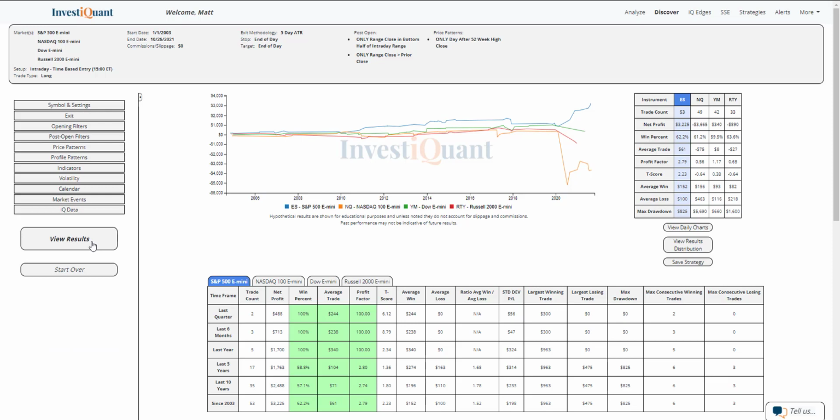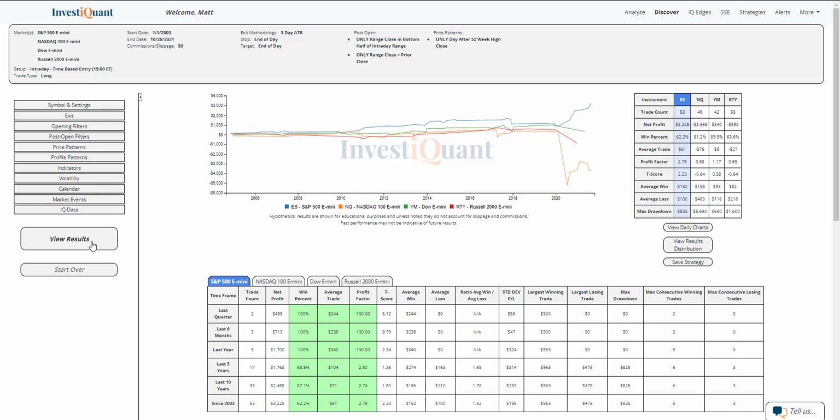So historically, we've got 53 samples in the S&P. We've got 49 in the NASDAQ, 42 in the Dow, 33 in the Russell. Win rates on these are all pretty similar, right around 60%. So the S&P coming in at 62% of those have closed above that 3 p.m. price. For the NASDAQ, 61%. For the Dow, about 60%. And the Russell, the strongest at 64%.